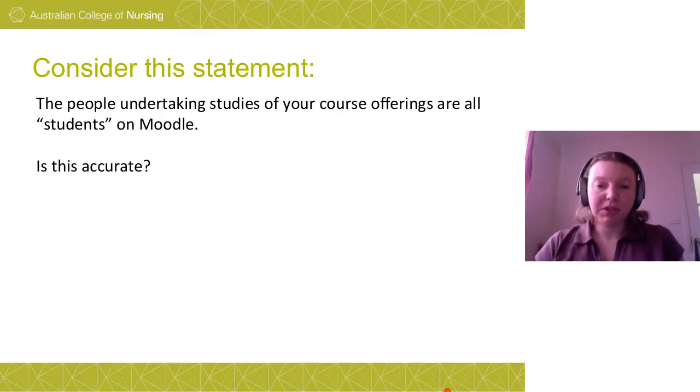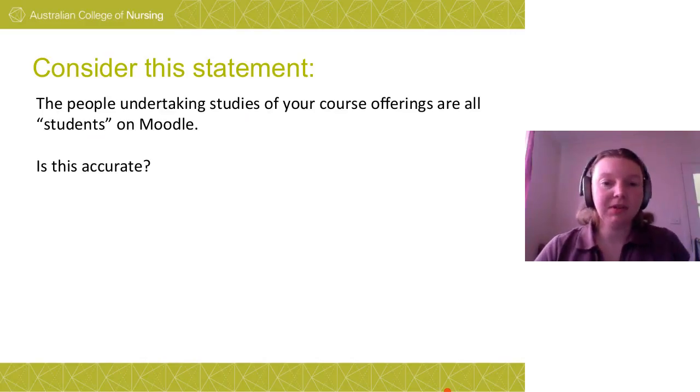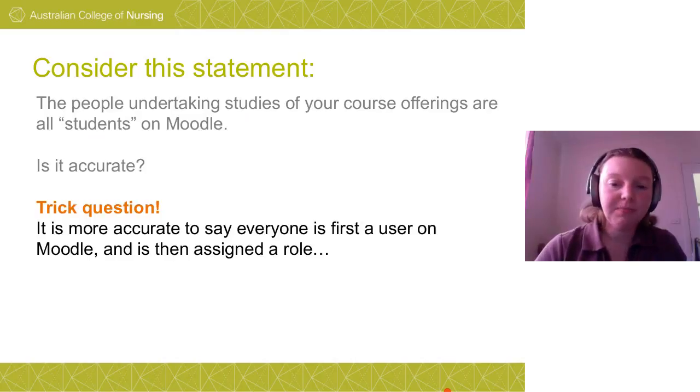So while Deborah's chatting away there, consider this statement. The people undertaking studies of your course offerings are all students on Moodle. Do you think this is accurate? If you think it's accurate, just type Y into the chat. Okay, so there's a couple there. It's a trick question. It's deliberately a trick question. It's more accurate to say everyone is first a user on Moodle and is then assigned a role. So everyone starts off being an authenticated user.